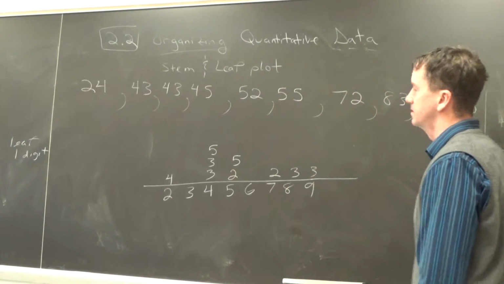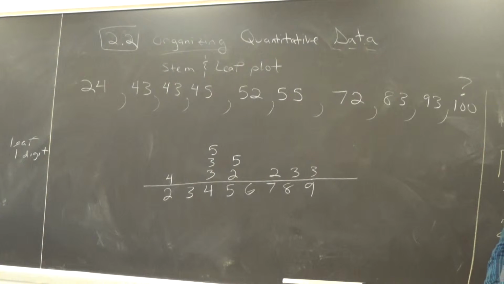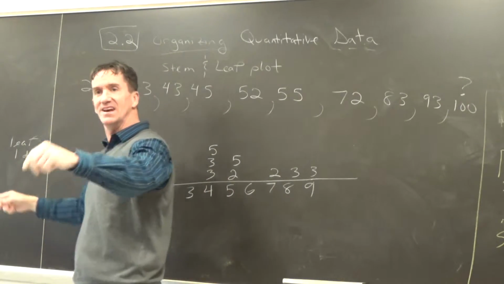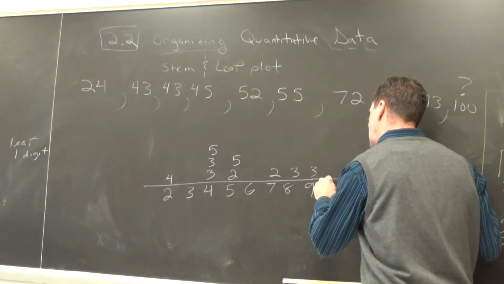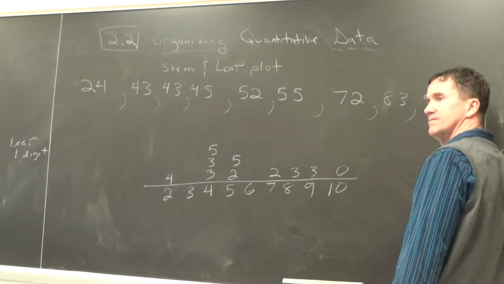Now I'm stuck. No, do 10. How do I do this, everyone? How do I write that? 10, 0. I love it. The rule is the leaf has to be what? 1 digit. So you're telling me the stem's going to have to be a 10, and then the leaf is just a 0. There you go. And these are the grades.